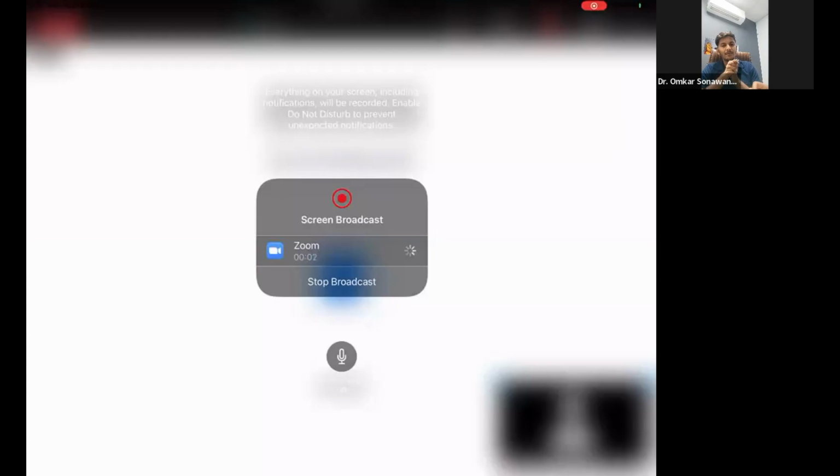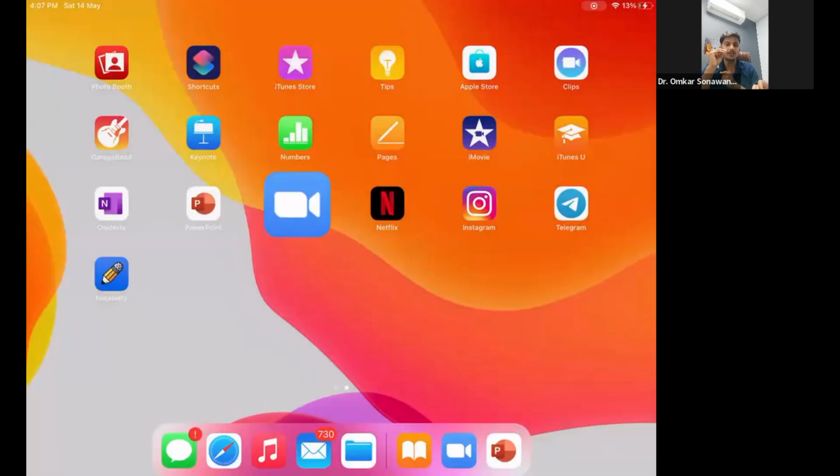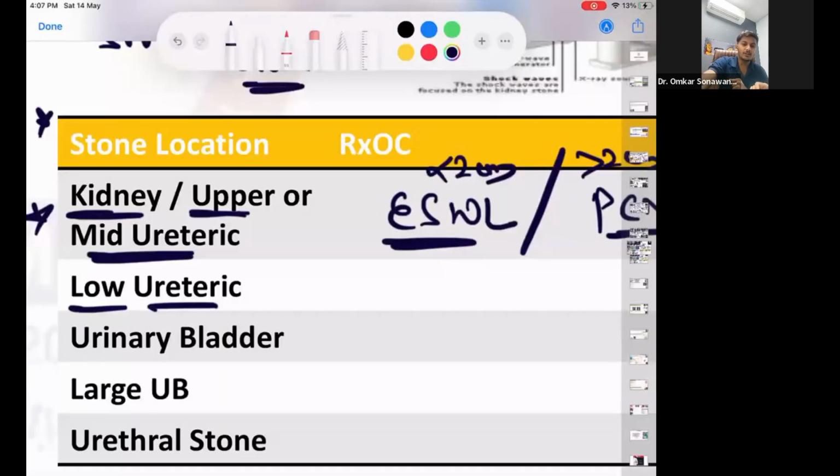Hypo means the opening will be below, okay, on the ventral side. Epispadias. Please remember, if the opening is on the dorsal side or the upper side, it is called epispadias.